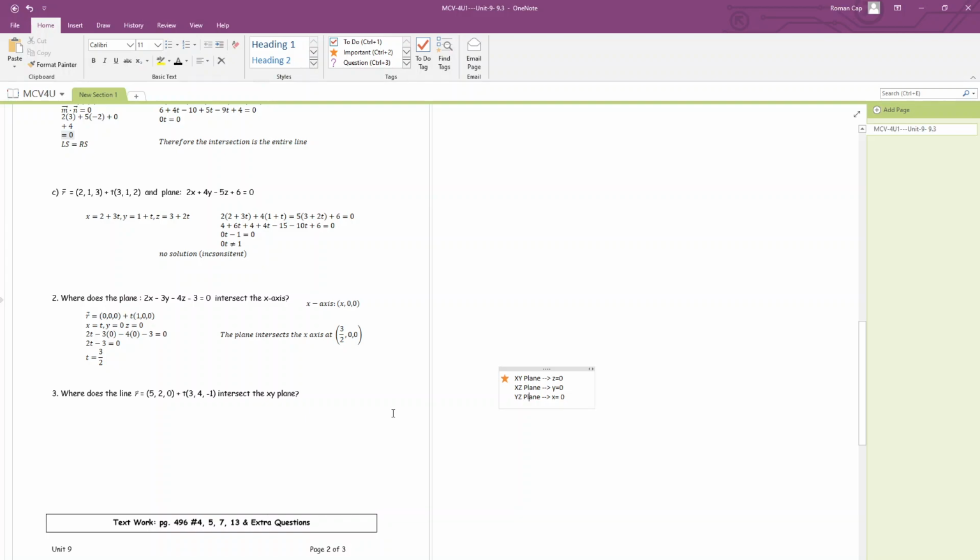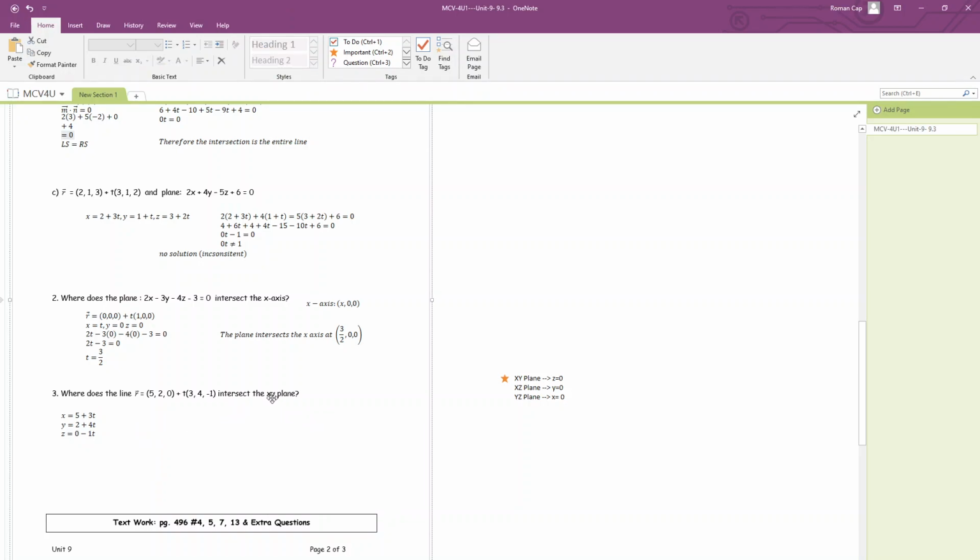So what we're going to do is change this back into the parametric equation. It'll be easier to understand this. So we're going to have x is equal to 5 plus 3t. The next one, y is equal to 2 plus 4t. And then finally, z is equal to 0 minus 1t.